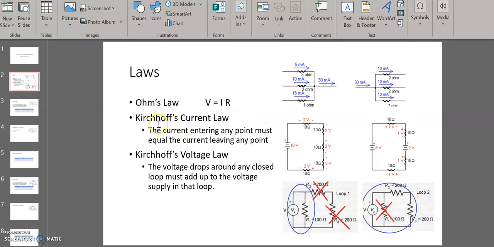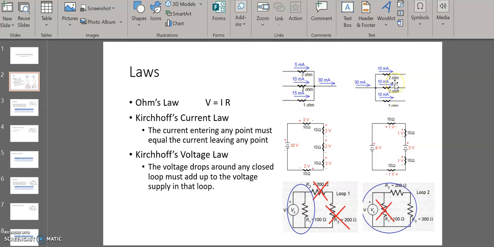The second one is Kirchhoff's current law, and that's illustrated in these two figures. It's basically that the current entering any point must equal the current leaving any point. If you take a look at this first figure, we've got this point and three currents: 5 milliamps, 10 milliamps, and 15 milliamps. They are all entering this point together, and the current leaving is 30 milliamps. So that covers that side.